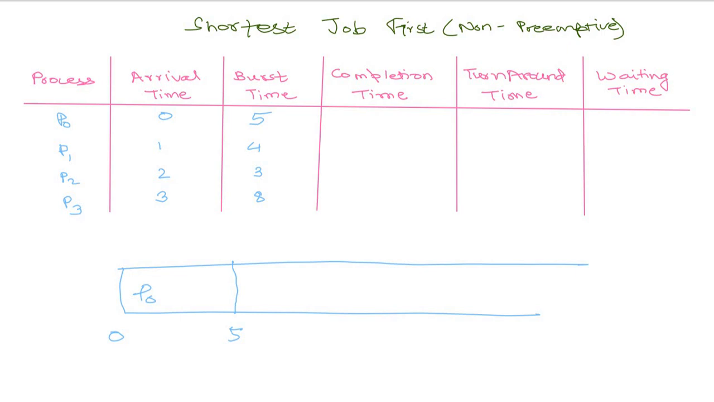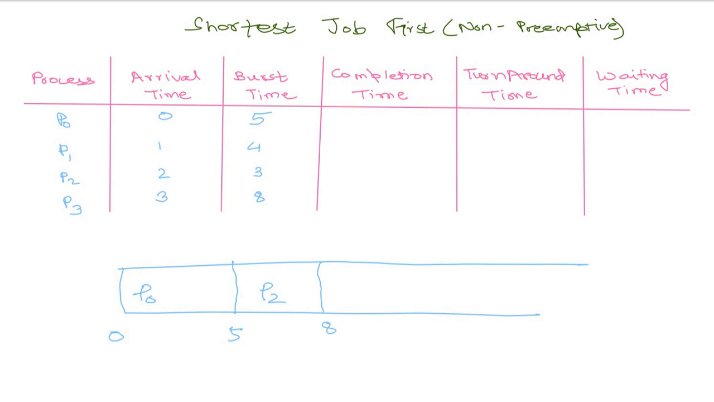Now we'll select the shortest one in the queue. In this case, the shortest one would be P2, so we'll allocate it first. P2 takes 3 units of time, so it will complete at 8.